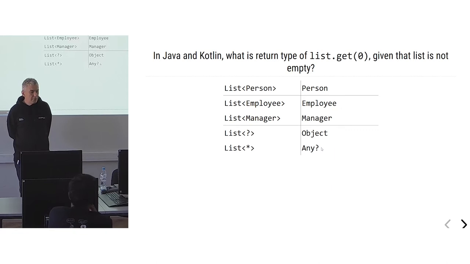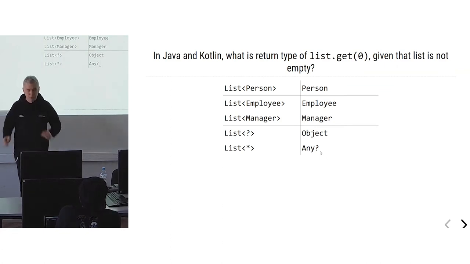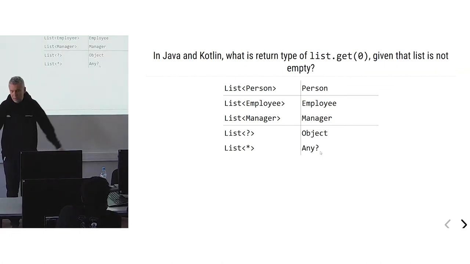So if we have List star here, it will be Any with a question mark, because we just don't mind this type parameter. It can be nullable or non-nullable, really any parameter.